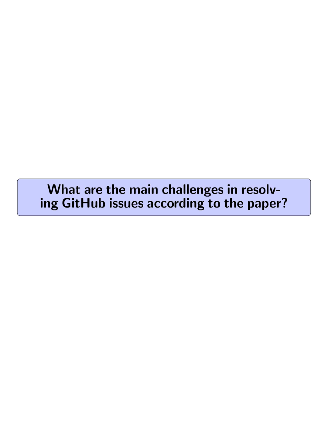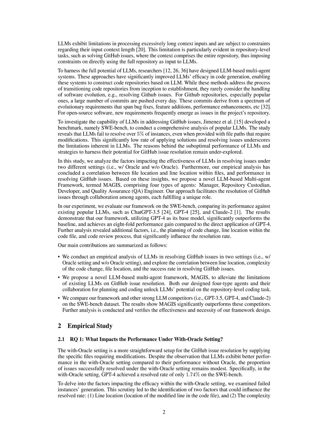What are the main challenges in resolving GitHub issues, according to the paper? The main challenges in resolving GitHub issues, according to the paper, include the limitations of large language models, LLMs, in processing excessively long context inputs, constraints on input context length, and the need to address software evolution requirements.